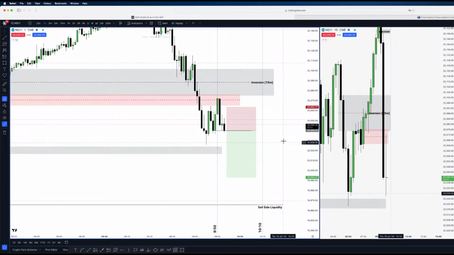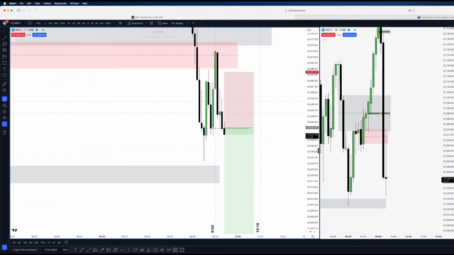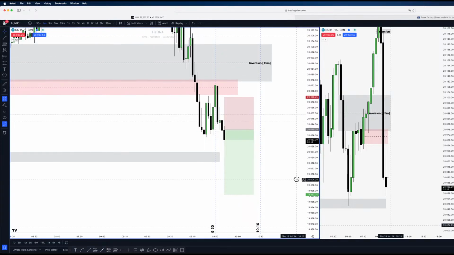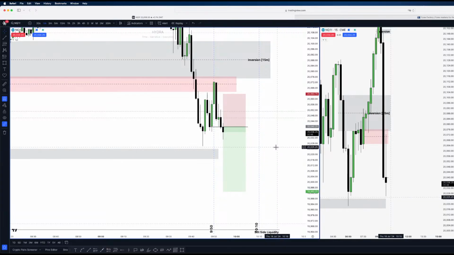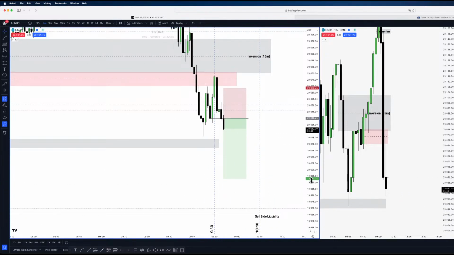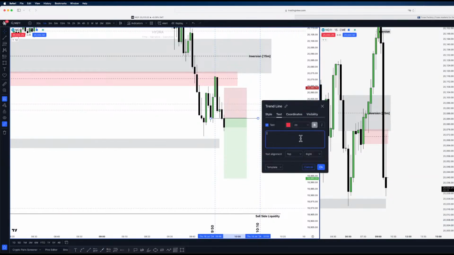Let's see what happens. Do we have a closure? Yeah, so this is valid. We have a closure. Let's see if it delivers to R. I'm gonna wait for a long. Let's see how this one works. The retest was pretty nice.